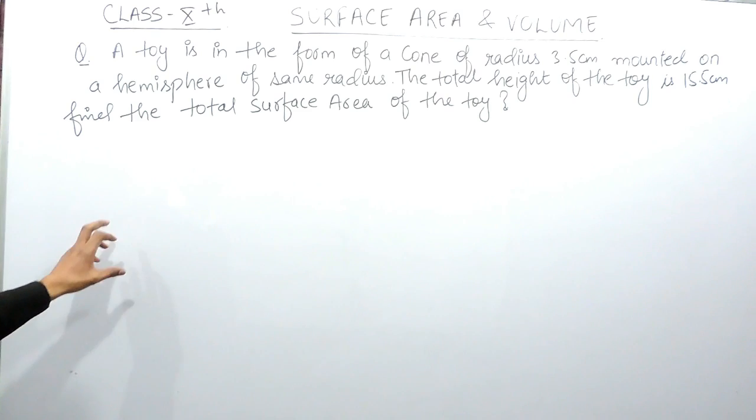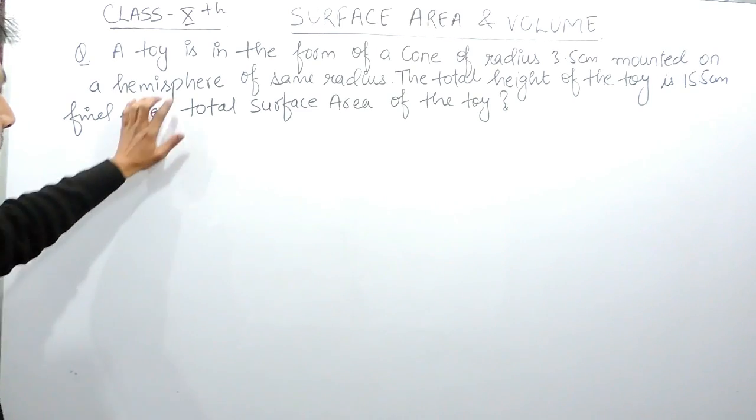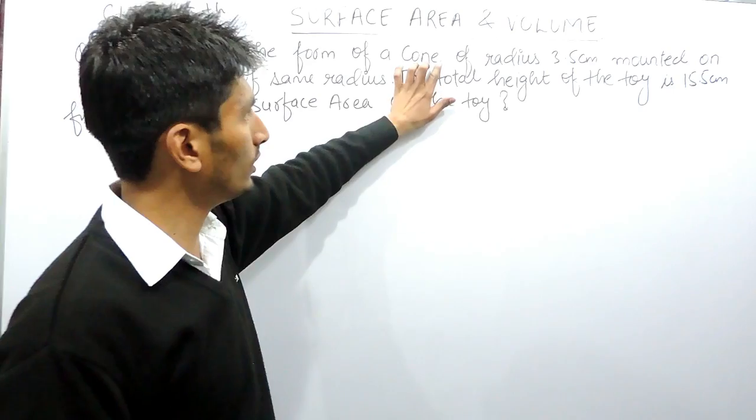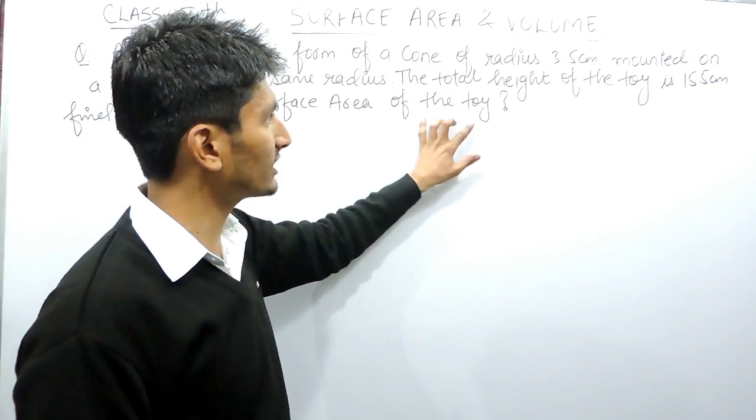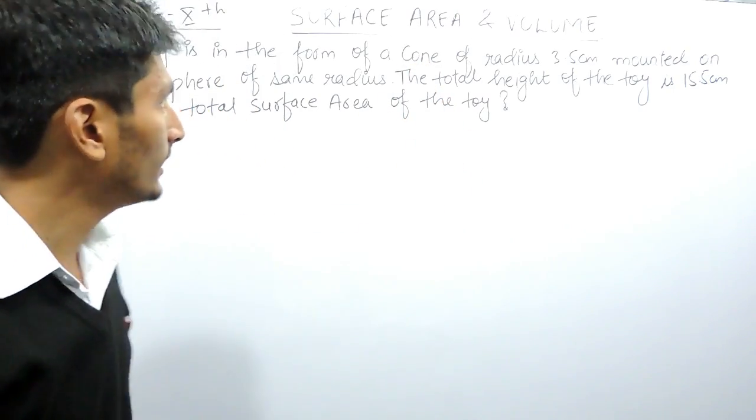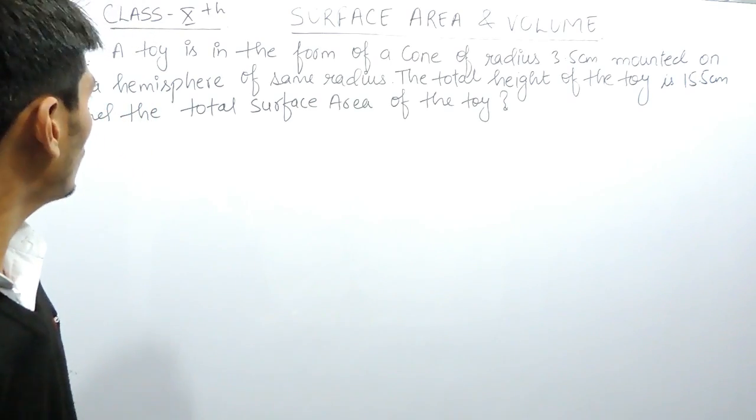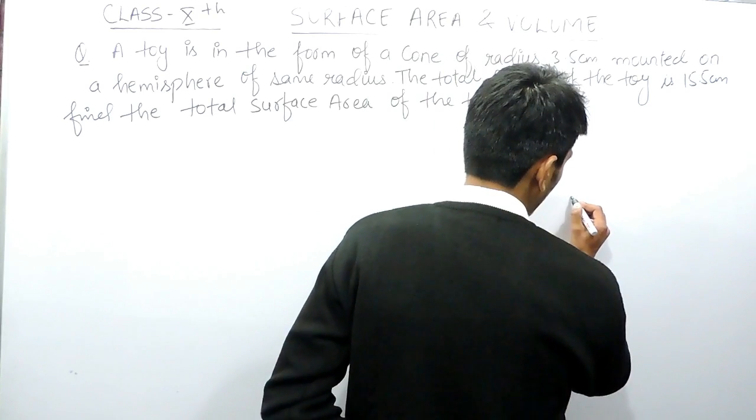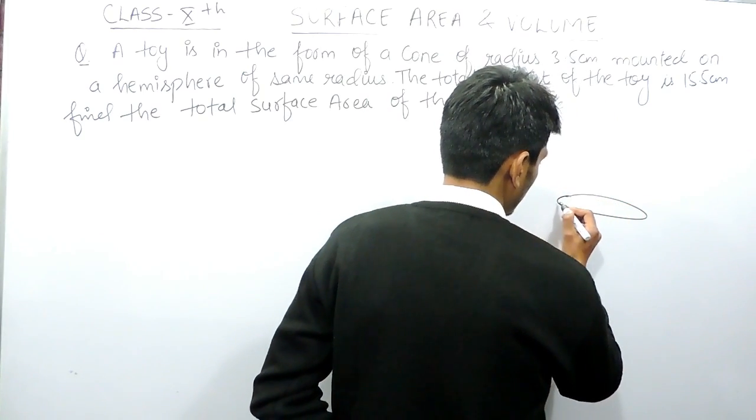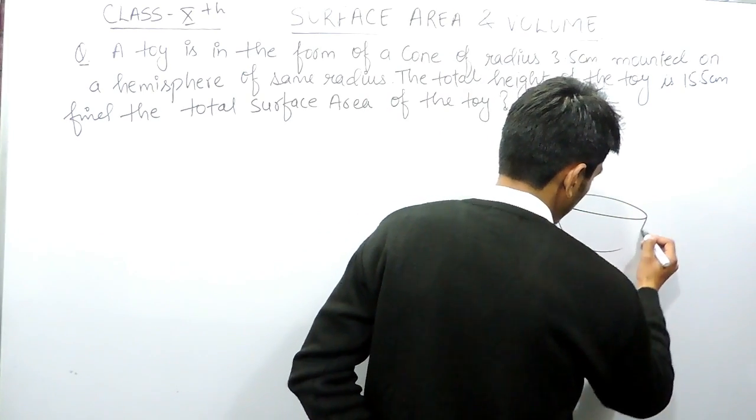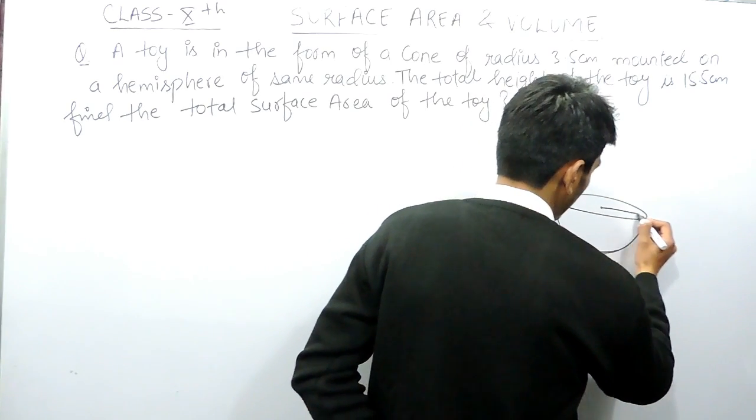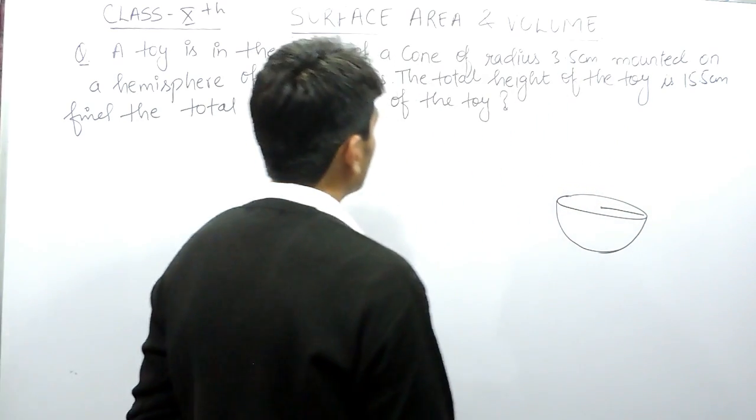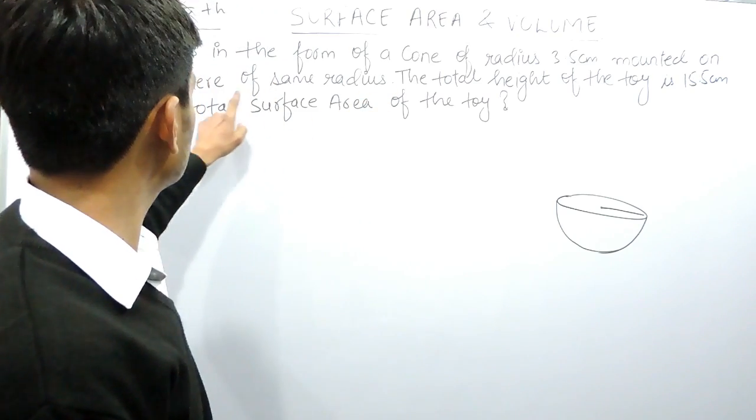Here there is obviously a combination of two figures. The one is a hemisphere and the second is a cone. And here you have to find the total surface area of this toy. Now, in this case, a cone is mounted on a hemisphere. Means there is a hemisphere, this is half of a sphere, and there is a cone mounted on this hemisphere.